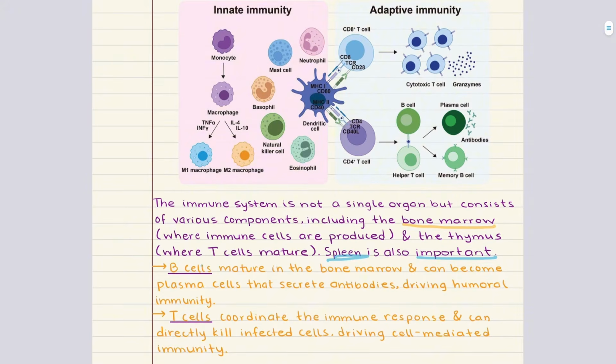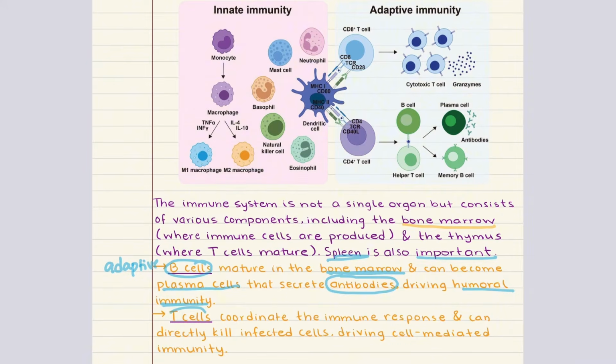B cells, which mature in the bone marrow, they're going to be part of the adaptive immune system. And when they're activated, B cells can then differentiate into plasma cells, which are specialized for producing antibodies. These antibodies help neutralize and eliminate pathogens. And this process is referred to as humoral immunity because the antibodies circulate in the body's fluids.